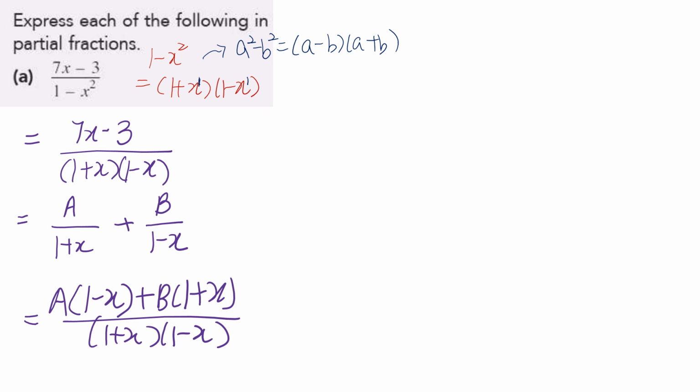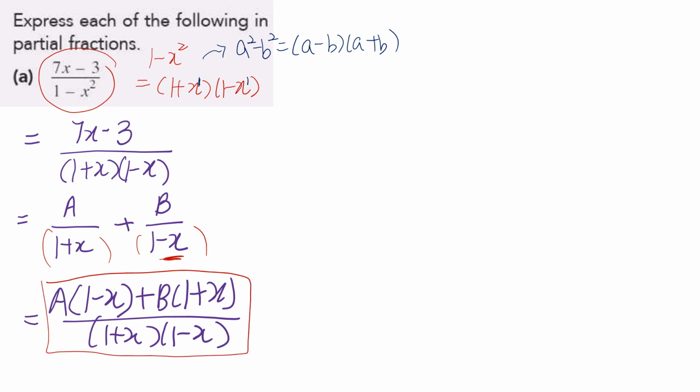Okay, so the LCM, lowest common multiple, for your denominator would be just the multiplication of these two linear factors. And then, of course, you have to multiply a with this 1 minus x, and then b with 1 plus x, right? So you see that this fraction is actually equal to this, right? And we can clearly see that the denominator 1 minus x squared is this one that we have factorized into the two linear factors.